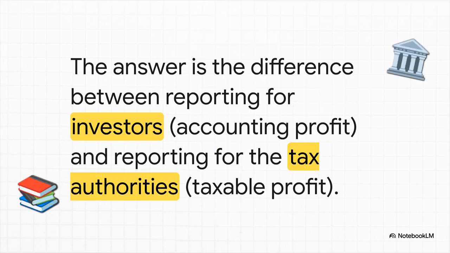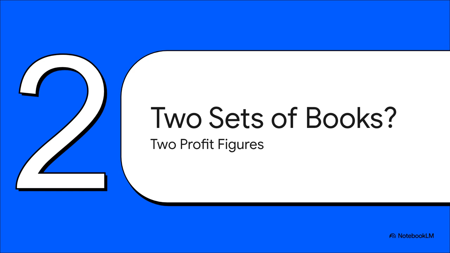And the answer, in a nutshell, is that a company is basically playing by two different rule books at the same time. You've got one set of rules for showing investors how the business is really doing, economically speaking, and then you've got another set of rules from the government for figuring out the actual tax bill. So does that mean companies are keeping two totally separate sets of books? Well, not exactly. But what they are doing is calculating two very different profit figures, and each one has a very specific job. Let's break them down.